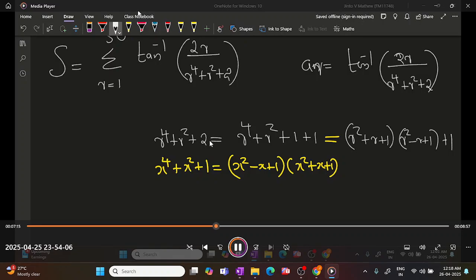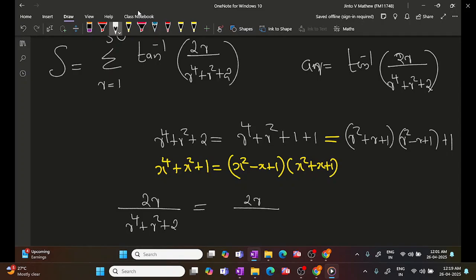Then let us see this bracket of tan inverse. What is that? Now see, 2r by r raised to 4 plus r square plus 2 can be written as 2r by r square plus r plus 1 into r square minus r plus 1, plus 1.